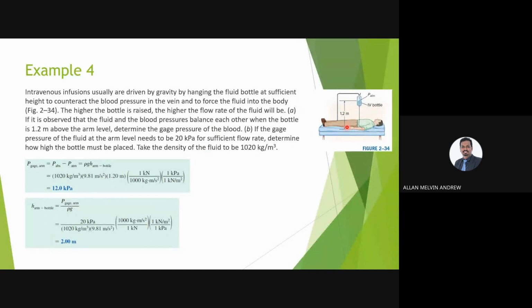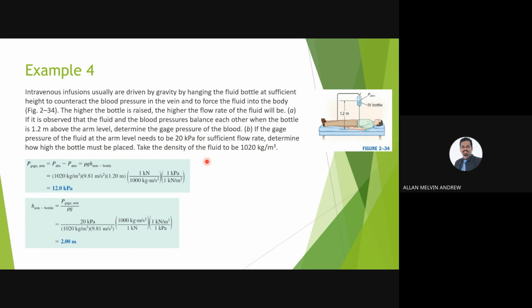From the arm to the bottle is 1.2 meters, and this is the unit conversion. After you solve this, you will get the gauge pressure is 12 kilopascal. Okay, then we enter the second question. If the gauge pressure of the fluid at the arm level needs to be 20 kilopascal for sufficient flow rate, determine how high the bottle must be placed.